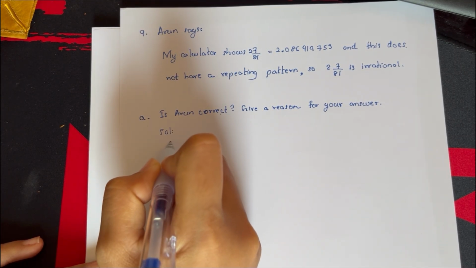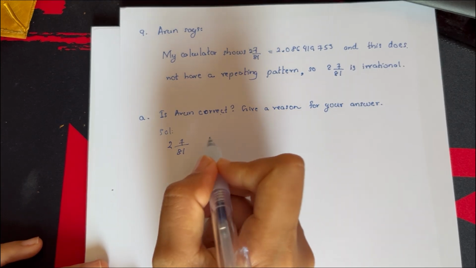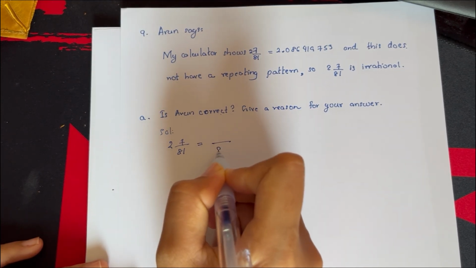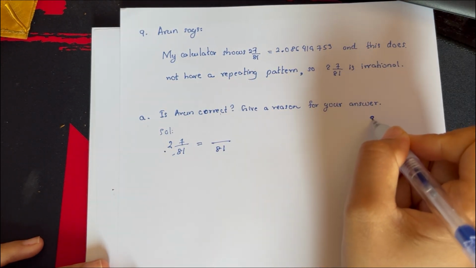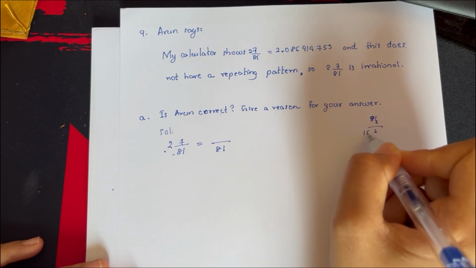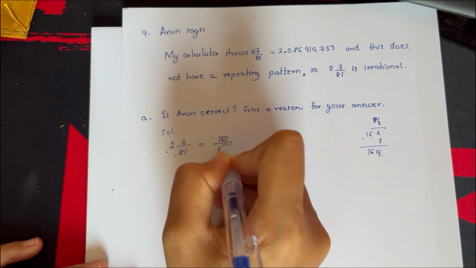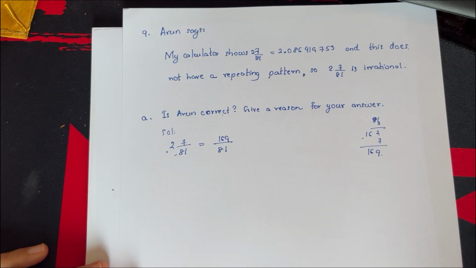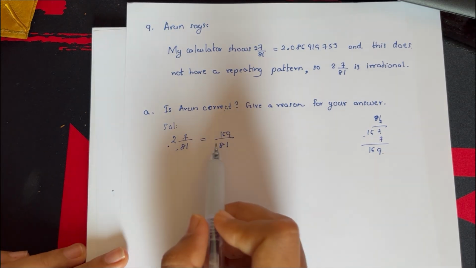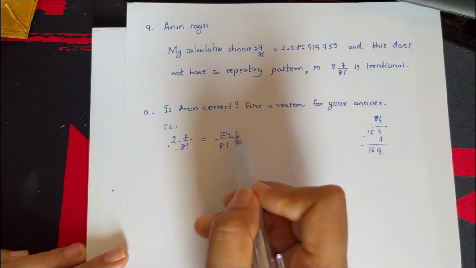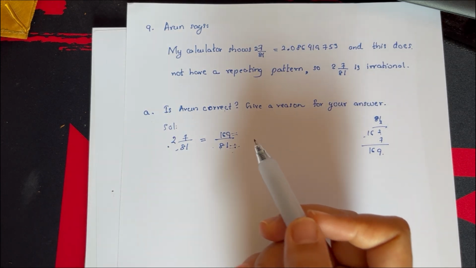Solution. Let's calculate 2 7/81. 2 7/81 is equal to 81 times 2, that is 162, plus 7 is equal to 169. So that's equal to 169/81. We have to determine whether this is a rational number or an irrational number. The number is 169/81. This is a whole number integer over a whole number integer, and it is a fraction. So this is a rational number.